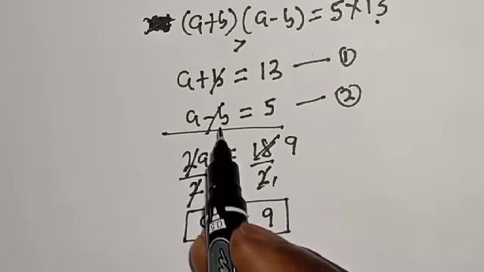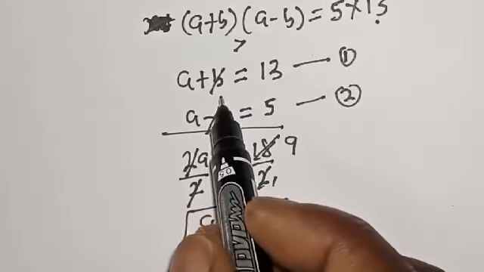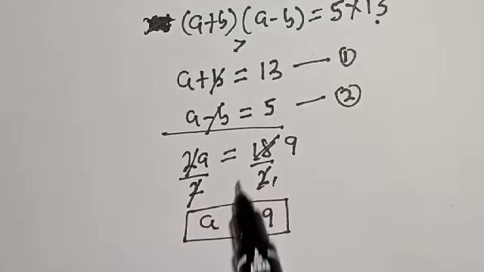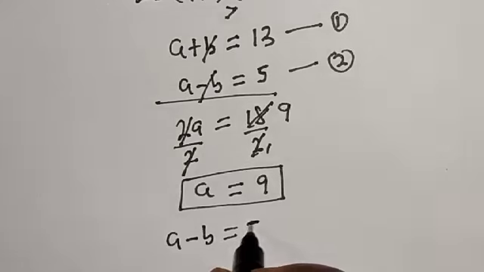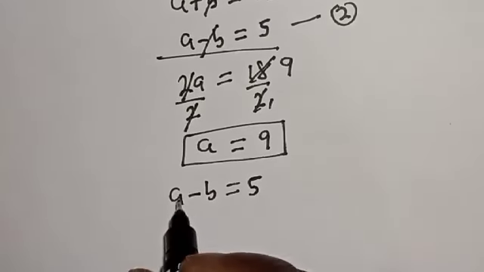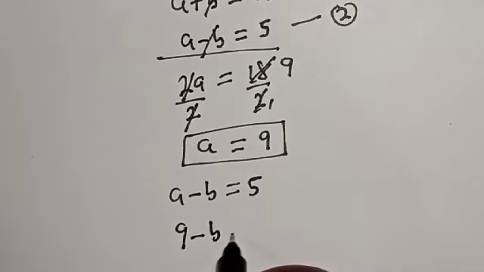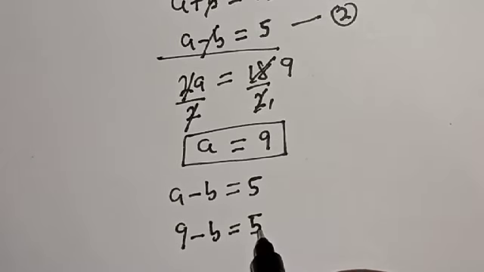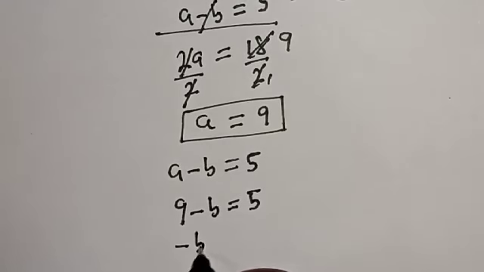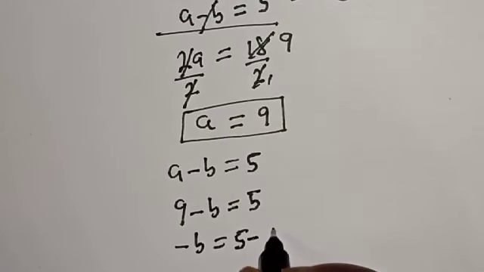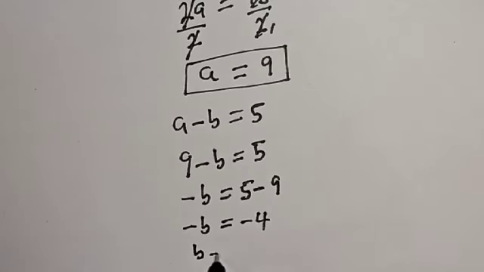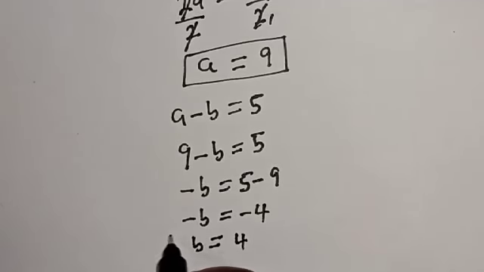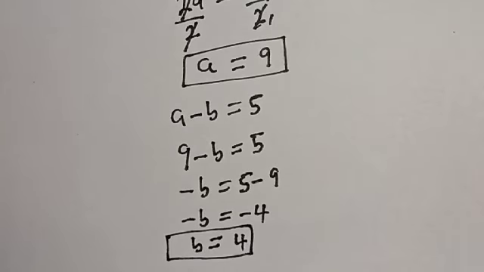Now, we can solve for b. Let's solve for b using any of the equations, either equation 1 or 2, but let's make use of equation 2. Equation 2 is a minus b is equal to 5, where a is 9. This is 9 minus b is equal to 5. Now, minus b is equal to 5 minus 9. Minus b is equal to minus 4. Then b is equal to 4. That is the value of b.